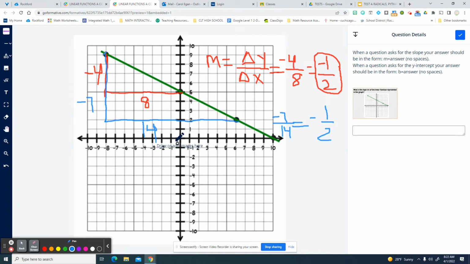Now say we forgot to look at it as going down, and say we built our triangle backwards. Well, if we're going from here to here, we're going to the left. So that would have made this a negative and this a positive, still leading to -1/2. If you don't like drawing the triangles, you can just determine 2 points. This point right here is 0, 1, 2, 3, 4, 5. So (0, 5). And this point here is (-8, 9).